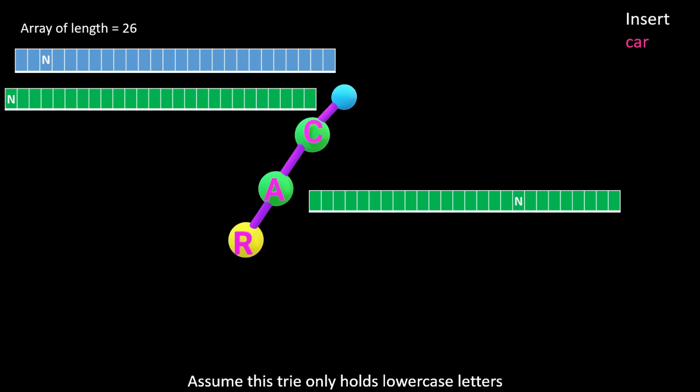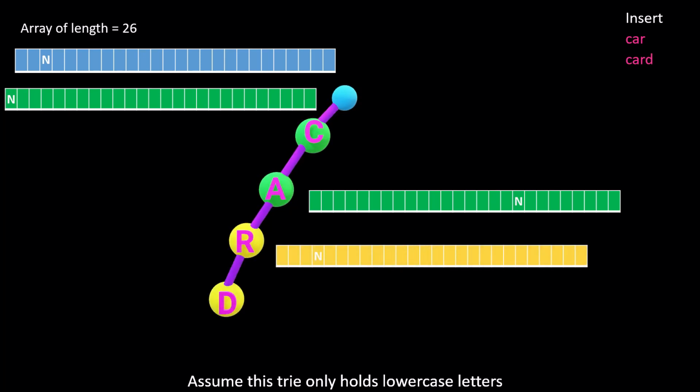And if we wanted to store the word card, well, we already have the first three letters stored in our tree. So we really just need to add a child node representing D to the array stored in the R node. And within the D node, we're also going to mark that this is the end of a word.